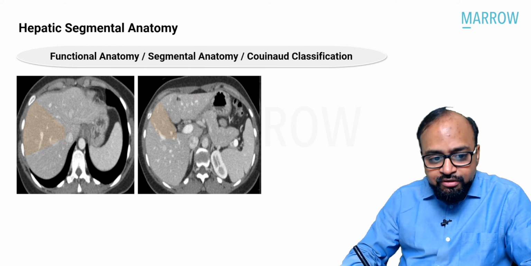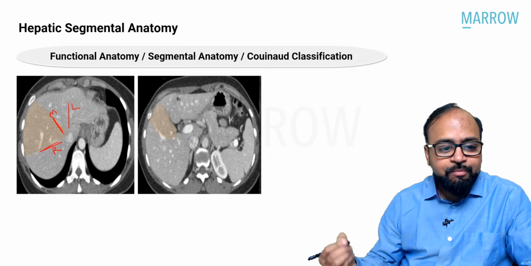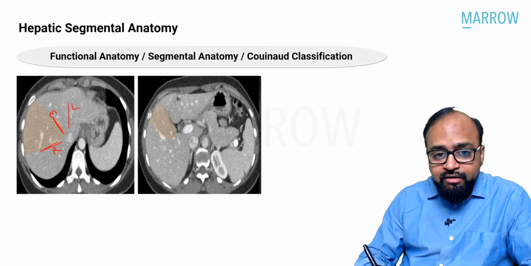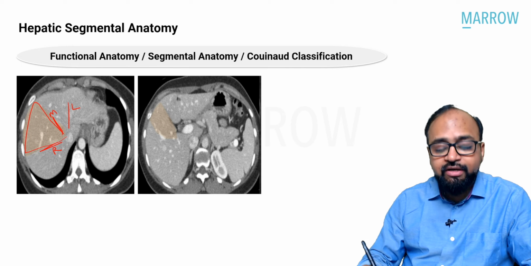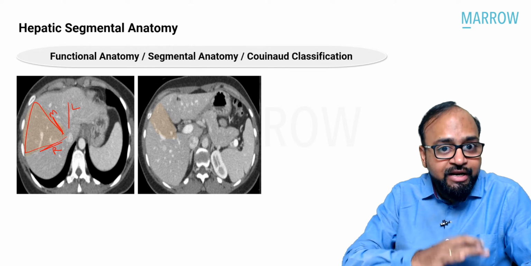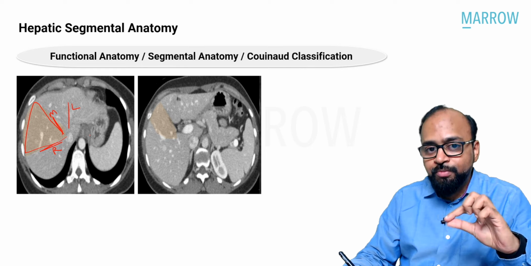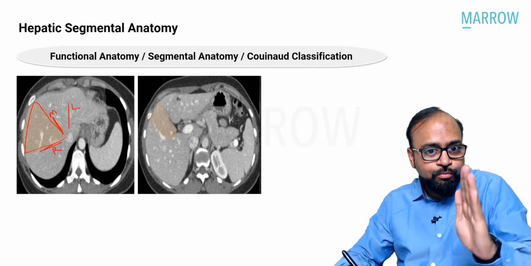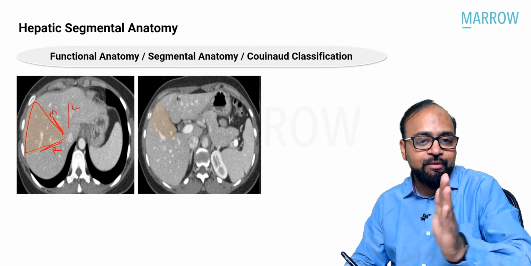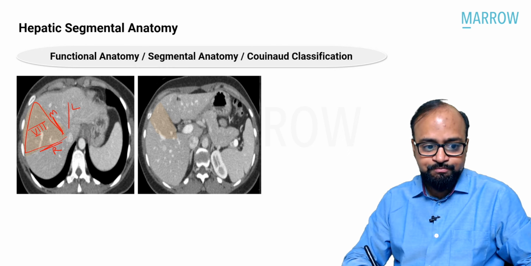Now see here, this is the right hepatic vein, this is the middle hepatic vein, right? This is the left hepatic vein. So this highlighted part lies between the middle hepatic vein and the right hepatic vein. So it is to the right of the middle hepatic vein. This is a part of the right lobe. Portal vein is not seen, so it is the superior part. So superior part, right lobe, between the middle hepatic and right hepatic vein is segment 8.